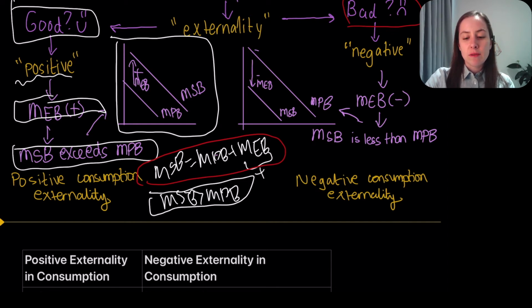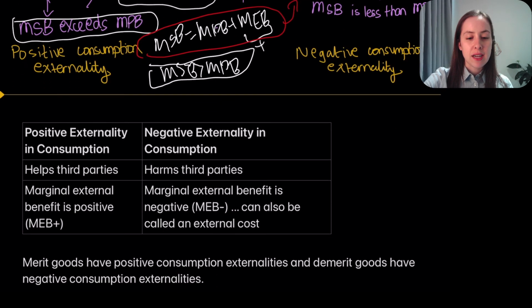And guess what? That's what I've drawn here. The MSB is literally vertically less. So at each quantity, there is less marginal social benefit than the marginal private benefit. So what's happening in this case? The individual is perceiving that there's very high benefits to themselves, but once you take into account all the other people that you've harmed in the process, the benefits to society have been lower. That's a negative consumption externality graph.